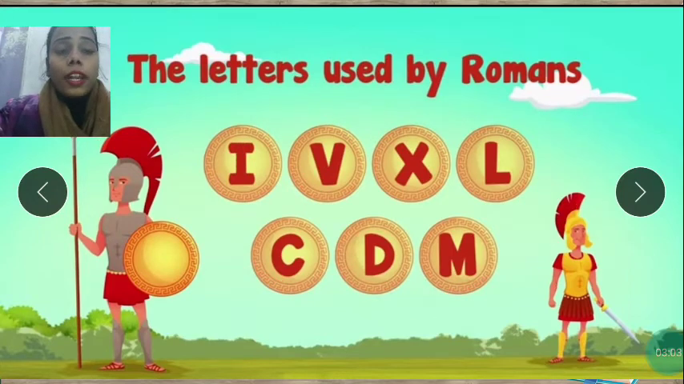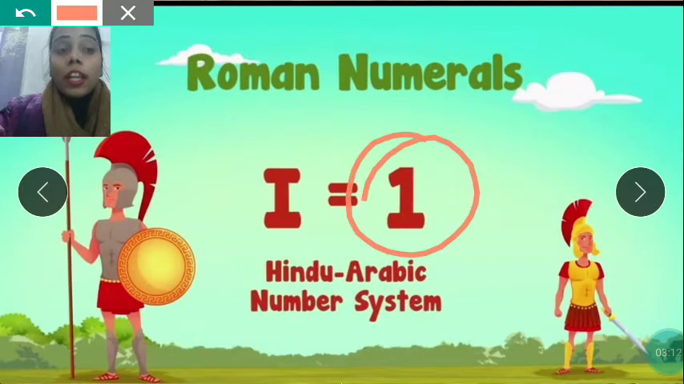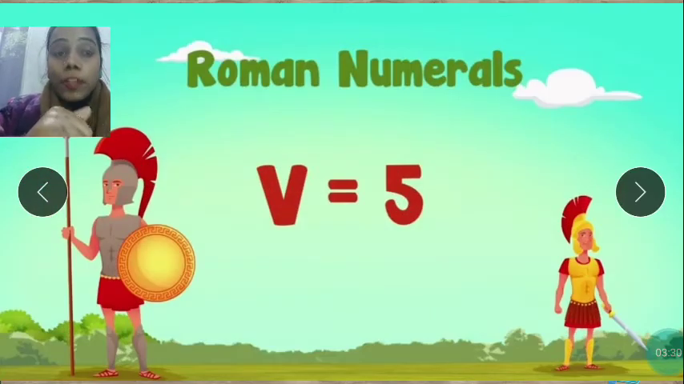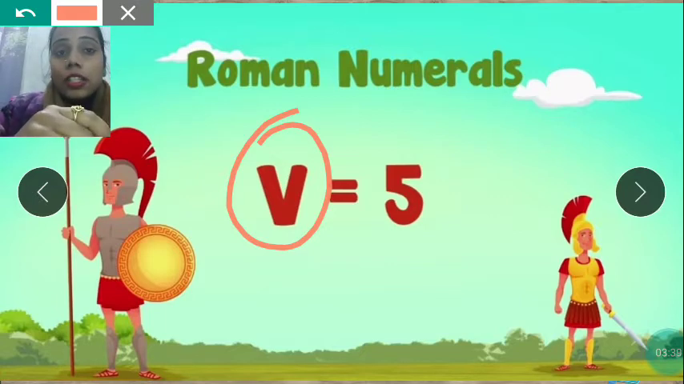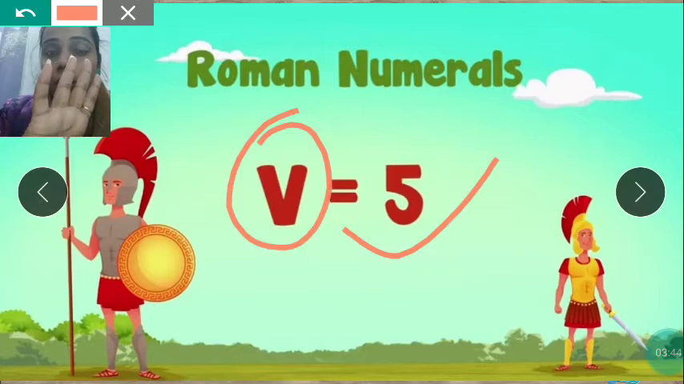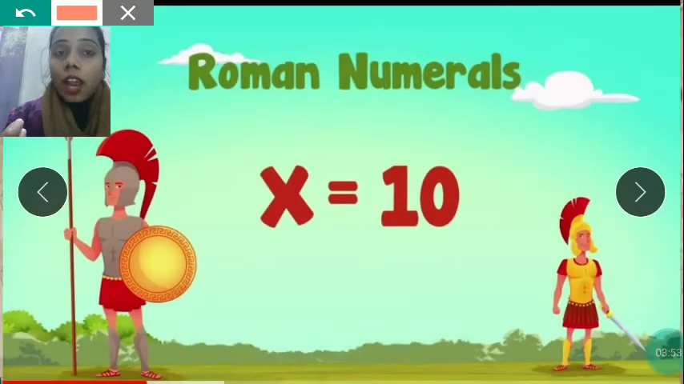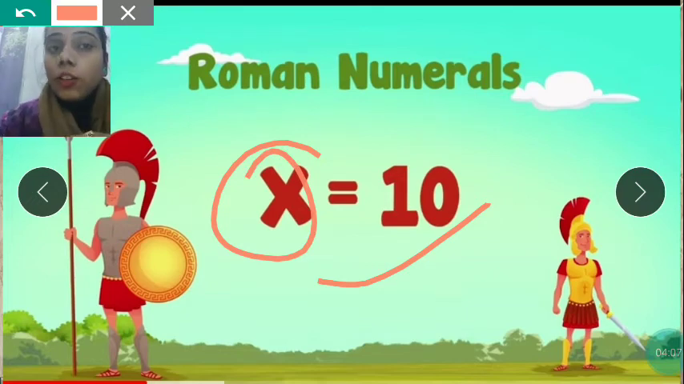Let's see what the value of I is. According to the Hindu-Arabic number system, the value of I is 1. Moving to the next letter, V: to represent 5 the Romans write V, and in the Hindu-Arabic system we write 5. Next is X, and its Hindu-Arabic value is 10.